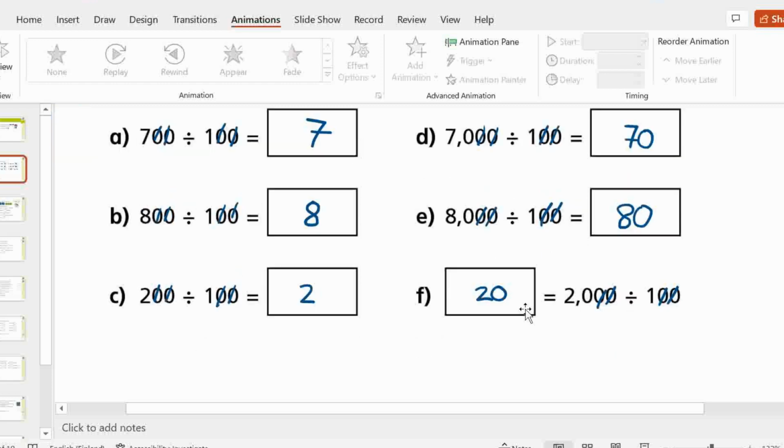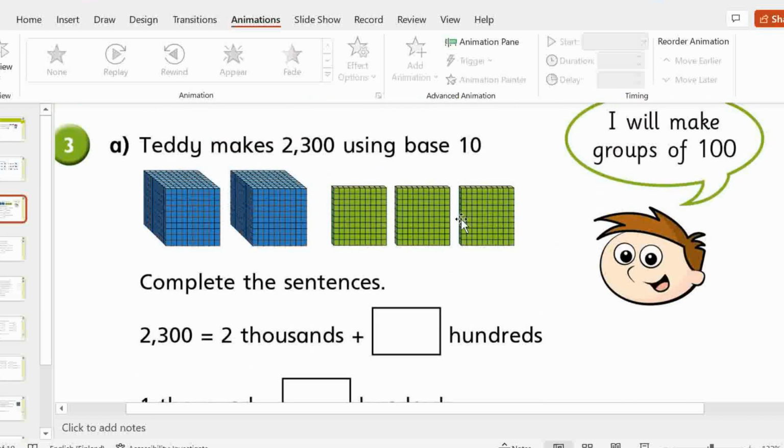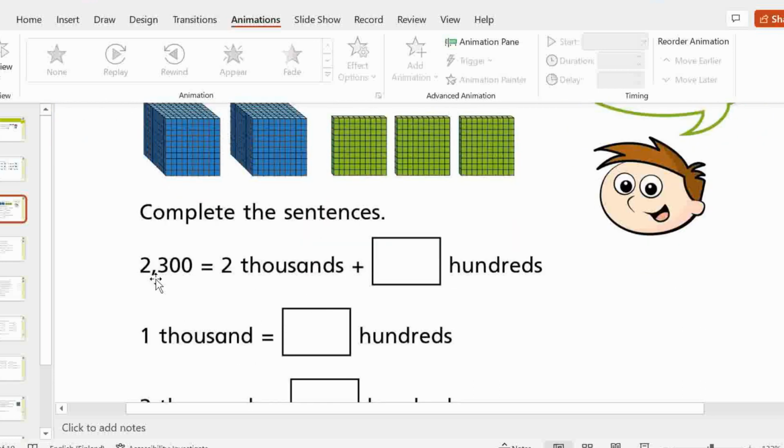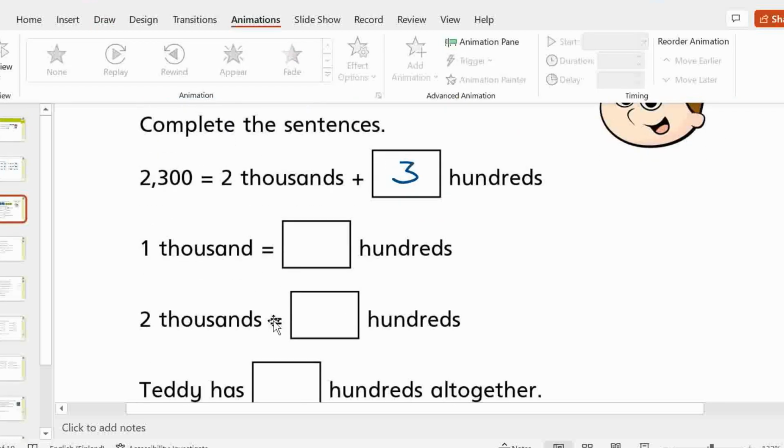Next part. Teddy makes 2,300 using base 10. So in other words, he's using groups of 10. Complete the sentences. 2,300 equals 2,000. How many and how many hundreds? That has to go here. 2,300, isn't it? 1,000 equals how many hundreds?